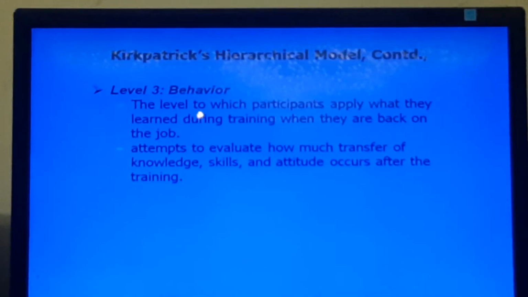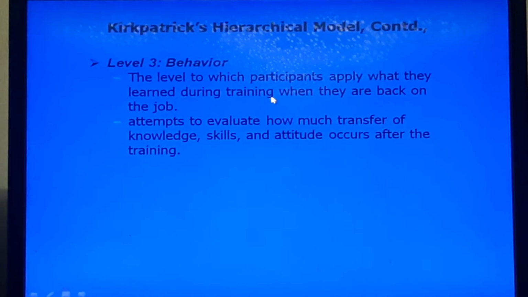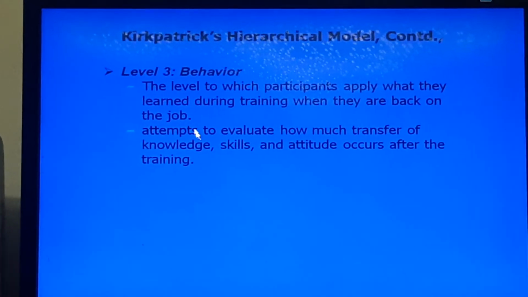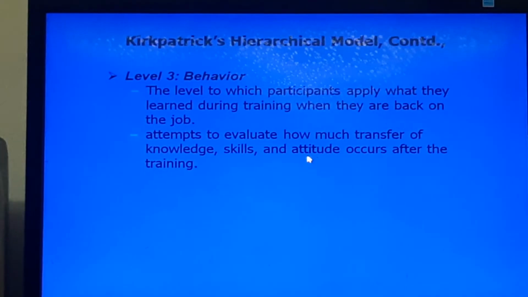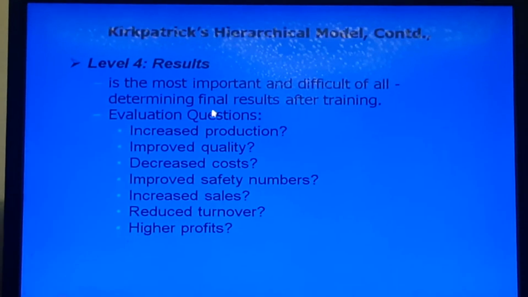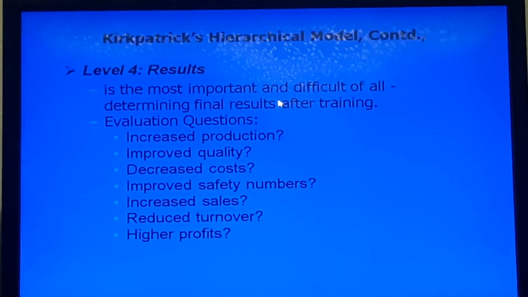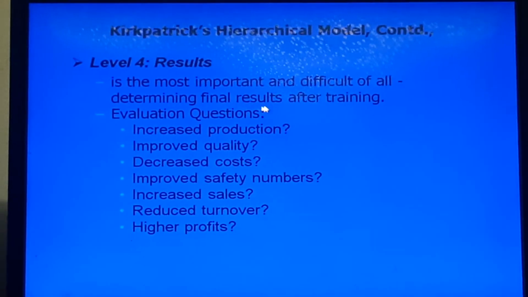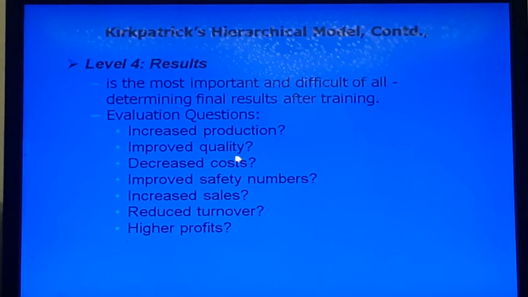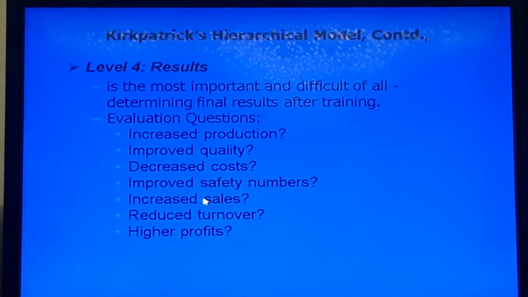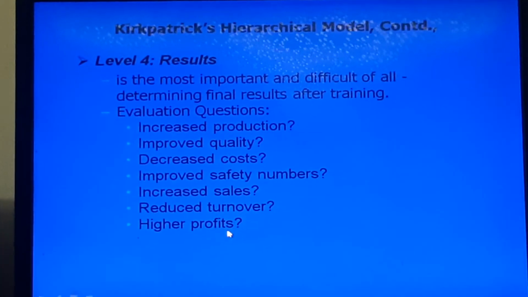Level 3 is behavior. The level to which participants apply what they learned during training when they are back on their jobs. It attempts to evaluate how much transfer of knowledge, skills, and attitude occurs after the training. And level 4 is results. Results are the most important and difficult of all, determining final results after training. Evaluation questions are increased production, improved quality, decreased costs, improved safety numbers, increased sales, reduced turnover, or higher profits.